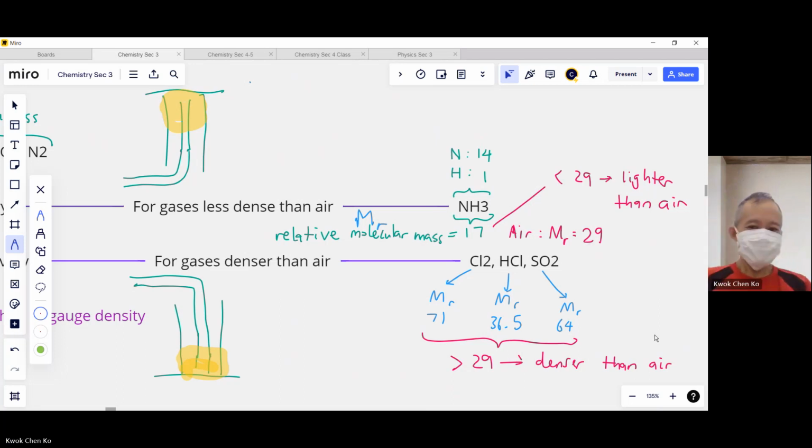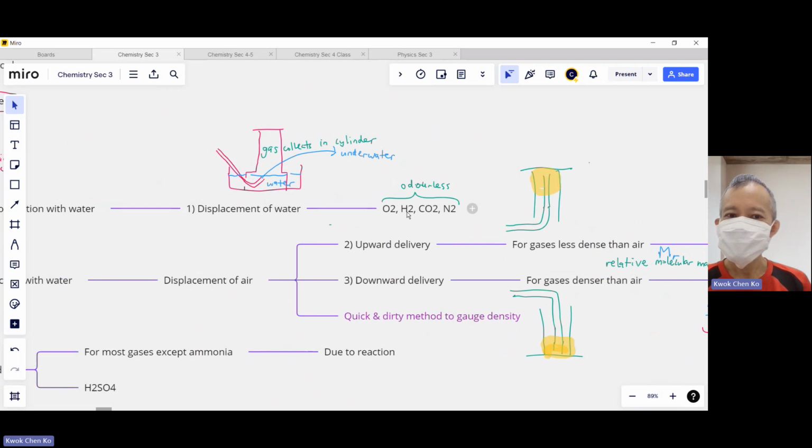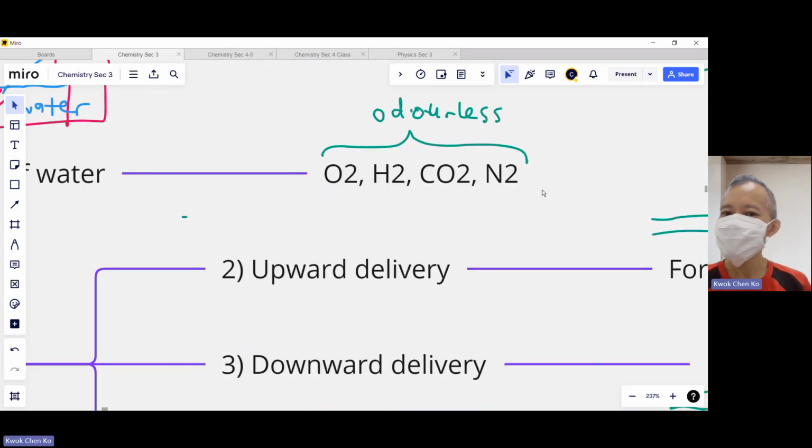You know what will happen? There are questions occasionally that ask you to look at these four gases. Question for you. Can I use displacement of air to collect these four gases? Why? Never mind, no need to think. The answer is actually yes.